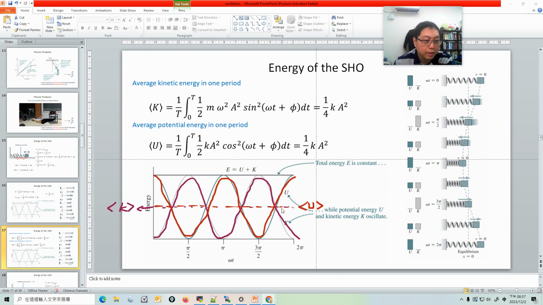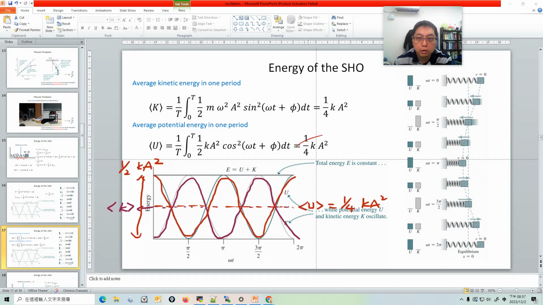And that coincides with the observation that this graph is right at the middle. I previously said the height of this graph is 1 over 2 k a squared. That's the total energy, so in the middle is 1 over 4 k a squared. The calculation results and the observation of the graph are the same. That's why it's called harmonic oscillation. Harmonic: the energy interchanges between the two, and the average energies are all the same, the kinetic energy and the potential energy.